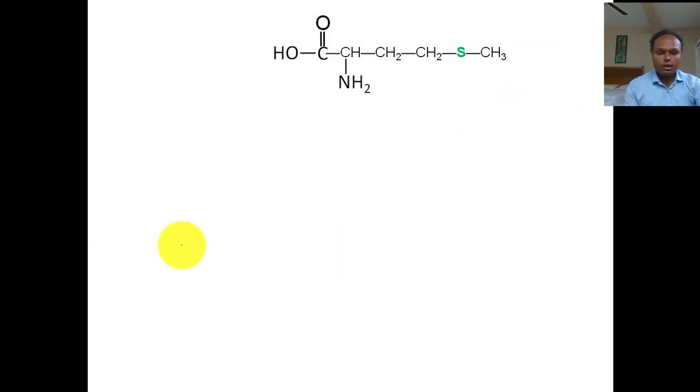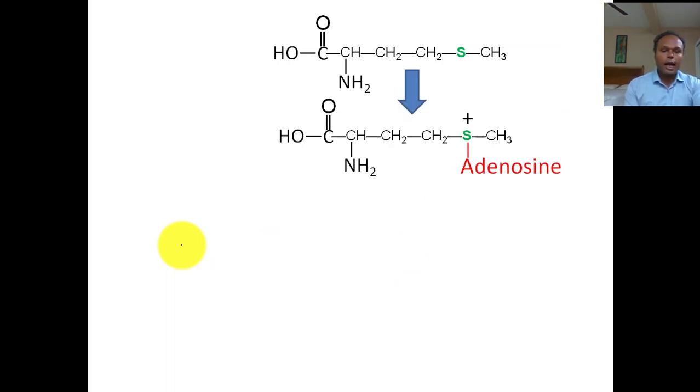Now let's talk about this concept. What happens is methionine will convert into S-adenosyl methionine. This upper part is methionine. This amino acid is methionine, a sulfur-containing amino acid that has about 6 carbons, if you can see, and this last methyl group is bridged with sulfur. This is called a thioether bond.